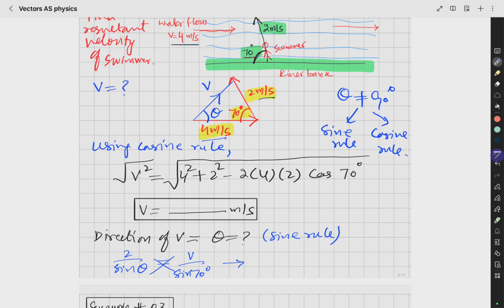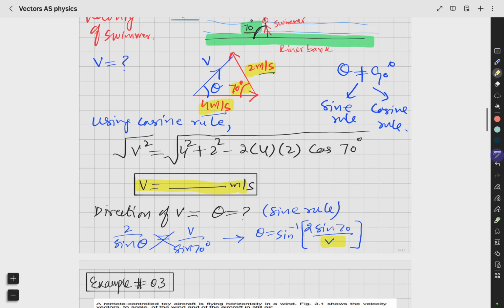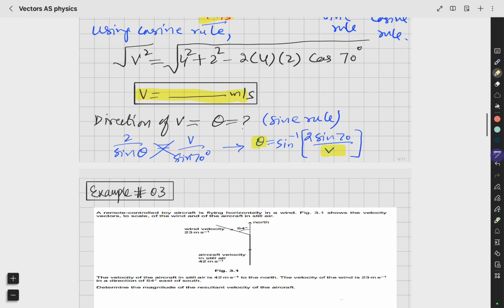So you just cross multiply and you make sine theta the subject. So it will be 2 sine 70 over the value of V, and then after this you are going to make theta the subject and shift sine to the other side. So it will be sine inverse of this. You just put the value of V from there, and you take the sine inverse of this and you will get the value of the angle.